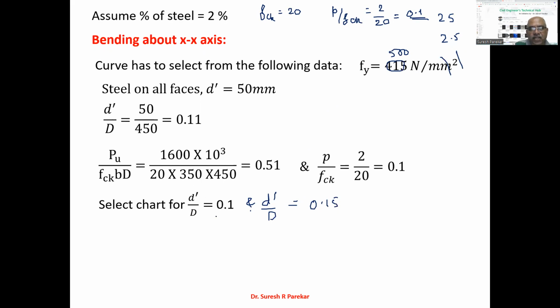Now, first we will consider for 0.1. So now you have to keep in mind PU upon FCK BD 0.51, and this is 0.1. So what we have to go, we have to draw a horizontal line from PU upon FCK BD, where it will cut your P by FCK curve, which is 0.1. And from that you have to draw a vertical line, which will cut your MUX, MU upon FCK BD square. That value you have to use to calculate value of MUX.